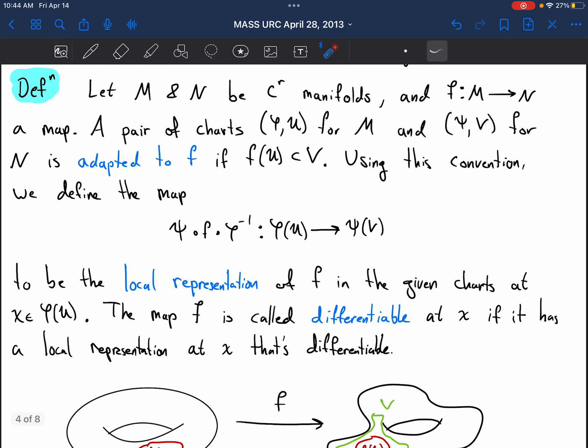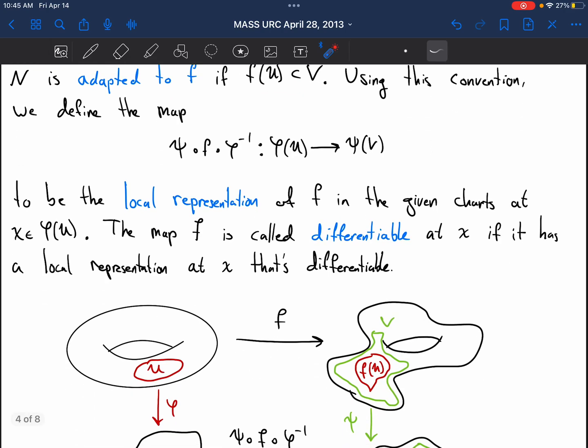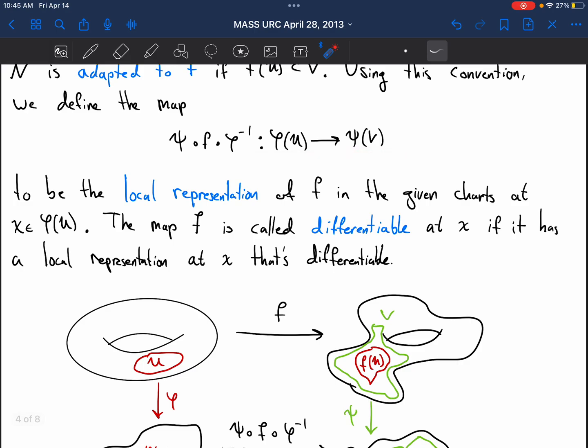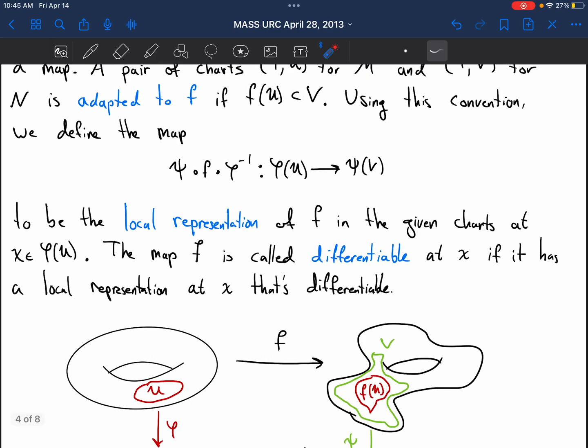One technicality is the invention of adapted maps. If you took two manifolds, M and N, I can define a map F between them, and I want to call it adapted if the image of an open set U under F is properly contained in V. It's sort of a convention so that you can define a new map called a local representation. If you take a point in phi of U, so in Euclidean space, I can pull back by phi, apply F, and because I'm adapted, I land in an open set that is governed by psi, and then I can project down into psi of V.